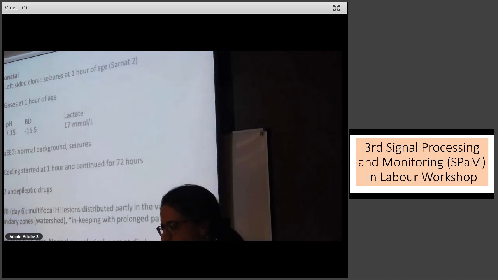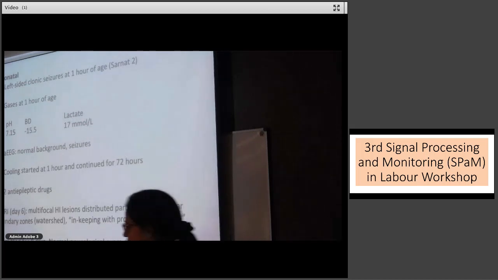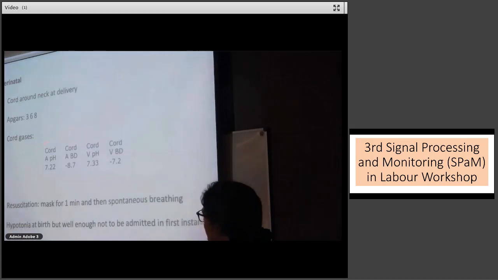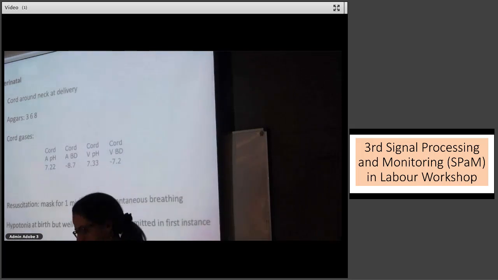And what do you make of the cord gases? Yeah, it's not relevant. Okay. Well, so exactly, if we accept that this is a partial prolonged asphyxia, then those gases will make sense. But no, the gases don't change dramatically.